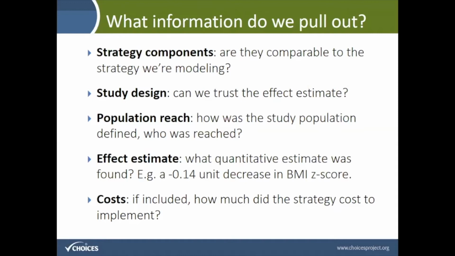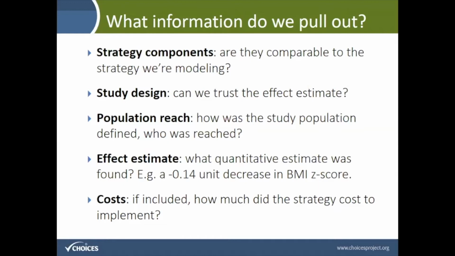The other information that we pull out is information on the study design. Study design matters so much for whether we feel like we can trust an effect estimate. There are a lot of preliminary studies out there with weaker designs that may just not have very strong evidence for them. So we want to make sure that we have something that uses a very strong design, which I'll talk about in a little bit, in order to actually trust that we're using the right effect estimate.